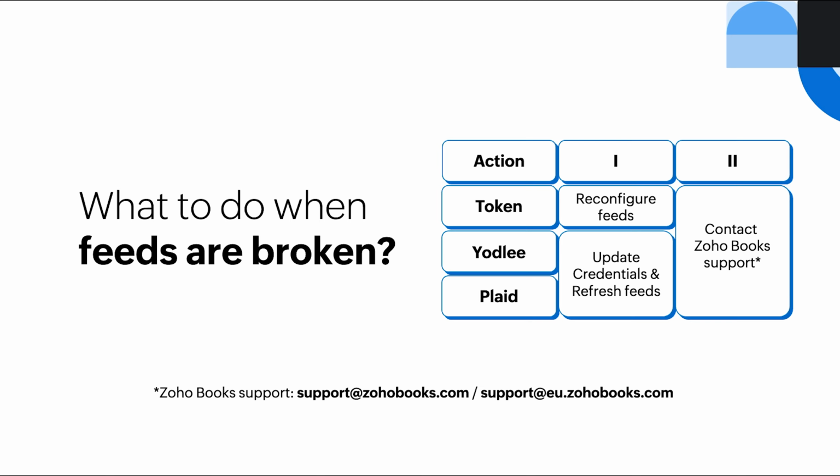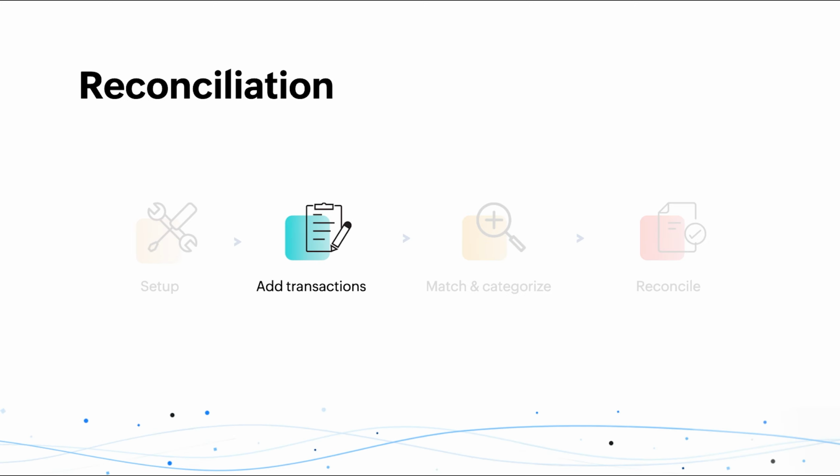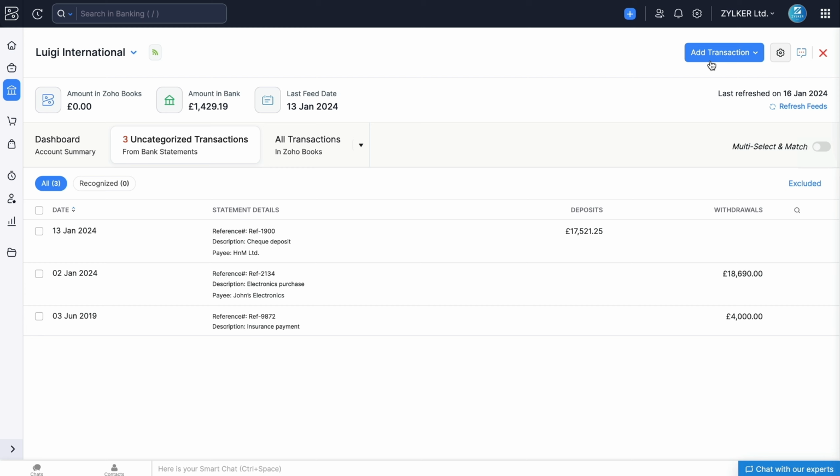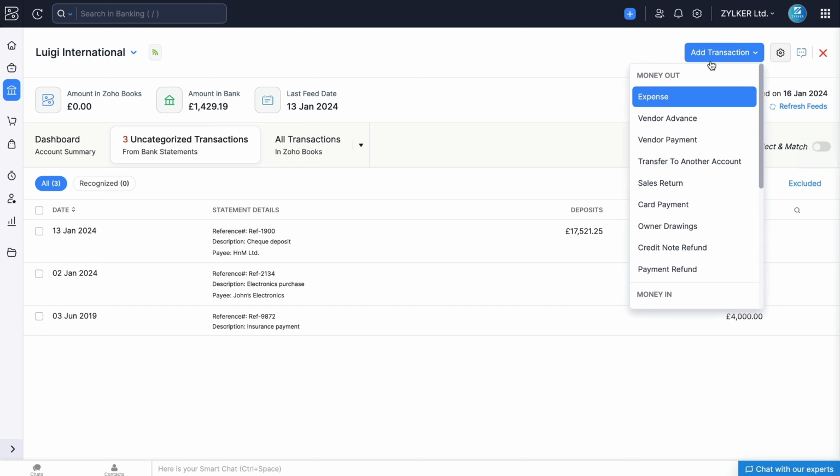Once the feeds are successfully retrieved in Zoho Books, we can proceed with the necessary steps for handling bank reconciliation, which brings us to the second step of reconciliation, adding transactions. If you have already recorded your expenses and payments in Zoho Books, then this step can be skipped. However, you can use the Add Transactions option to record manual entries for your offline transactions for your bank or credit card accounts.